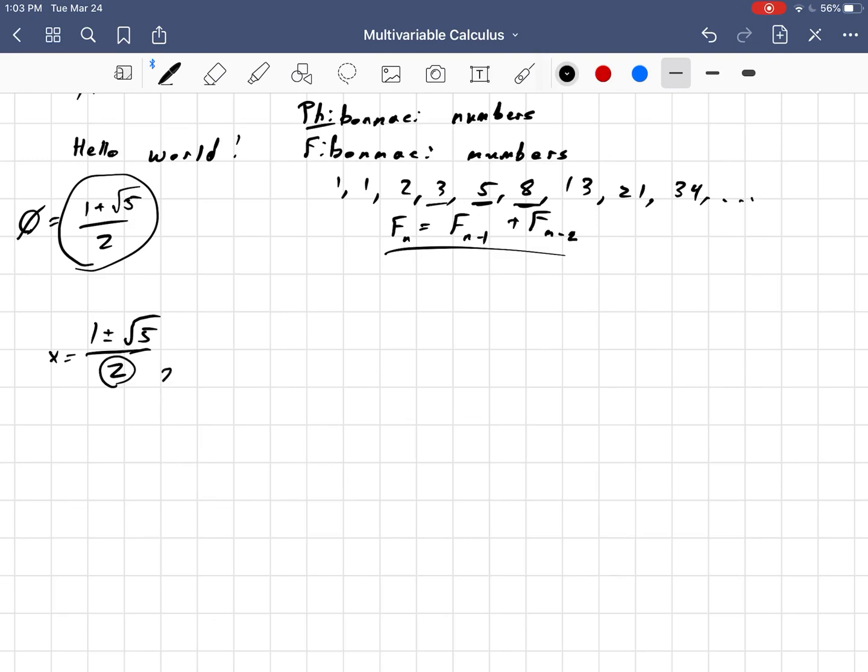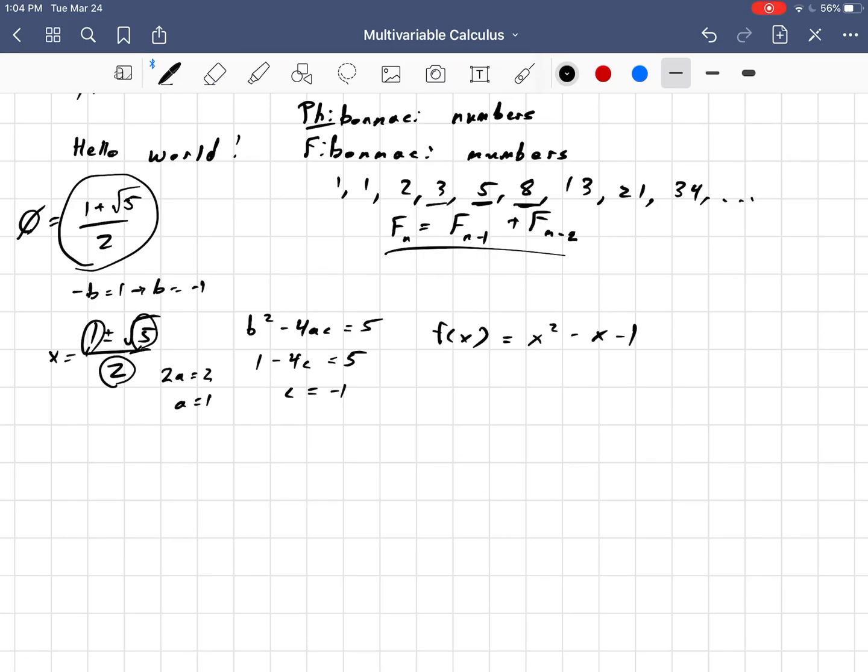So I know that from this 2, 2a is equal to 2, so a is equal to 1. I know that negative b is equal to 1, so b is equal to negative 1. And then I know that b squared minus 4ac is equal to 5, and we have b and we have a, so 1 minus 4c is equal to 5, so c is equal to negative 1 as well. And so the quadratic f of x that has a root of phi, the golden ratio, is x squared minus x minus 1. And you can verify this yourself with the quadratic formula.